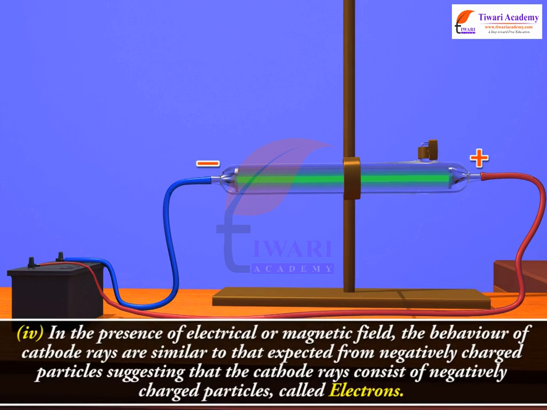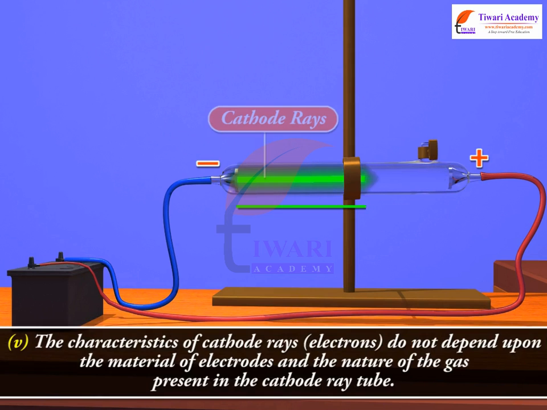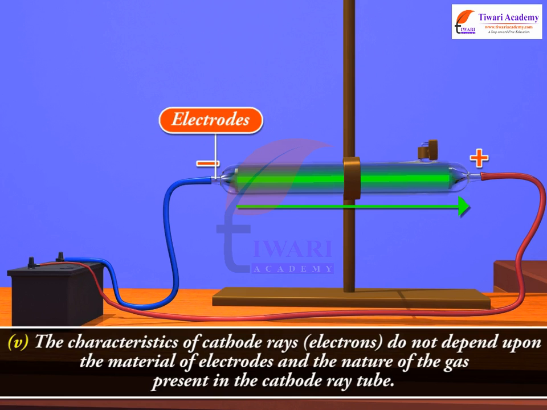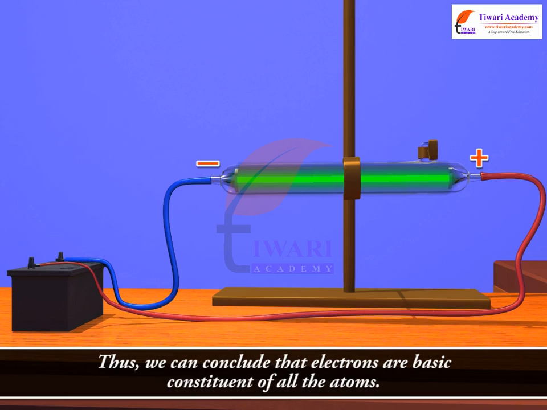4. In the presence of electrical or magnetic field, the behavior of cathode rays is similar to that expected from negatively charged particles, suggesting that the cathode rays consist of negatively charged particles called electrons. 5. The characteristics of cathode rays, electrons, do not depend upon the material of electrodes and the nature of the gas present in the cathode ray tube. Thus, we can conclude that electrons are a basic constituent of all the atoms.